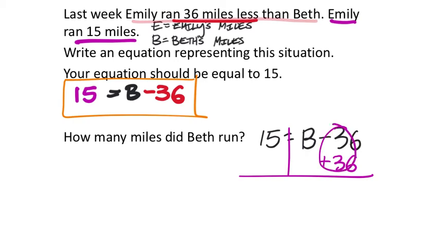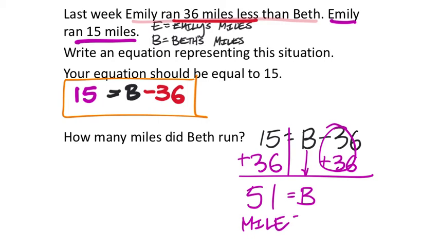Why are we doing that? To make a phantom zero. So add 36 to both sides. This will tell me how many miles Beth ran. So it looks like 51. That's a lot of miles. Maybe not all at the same time. I don't know. It didn't say.